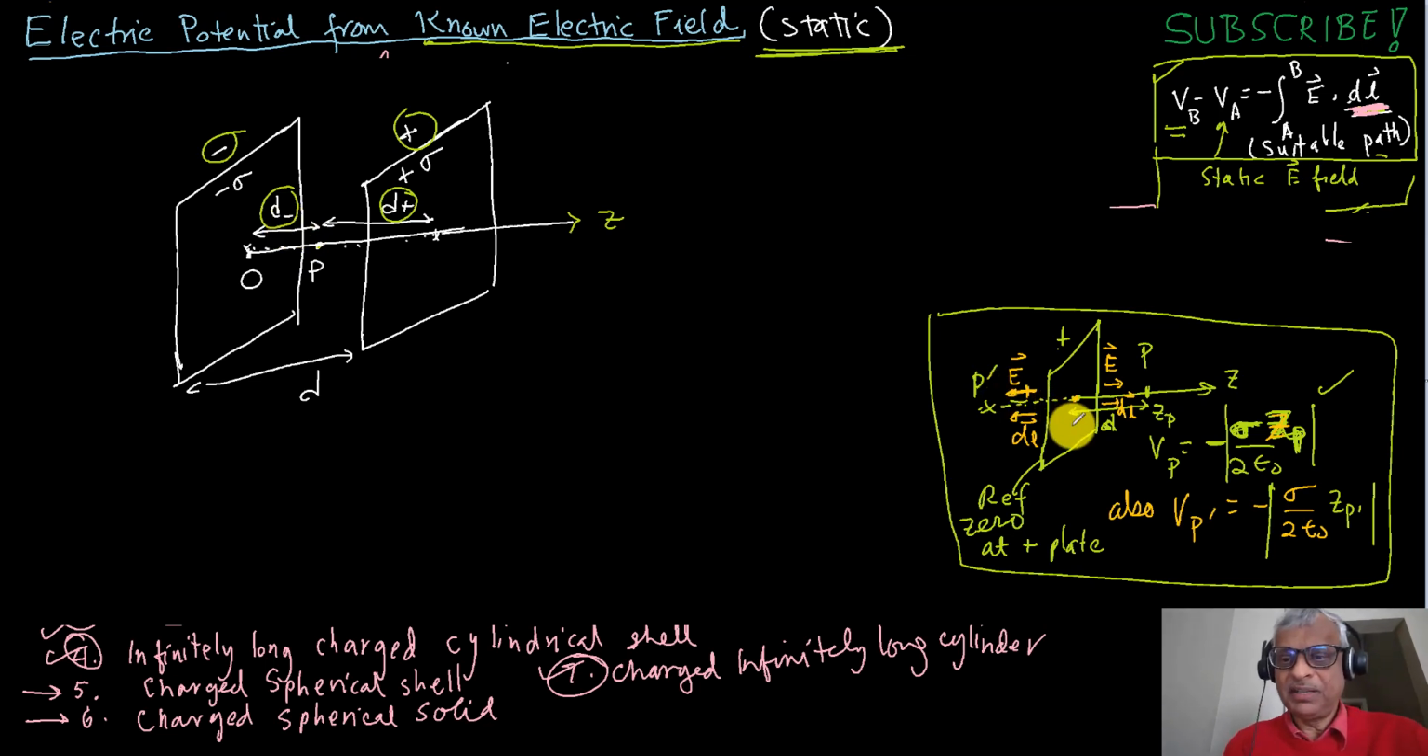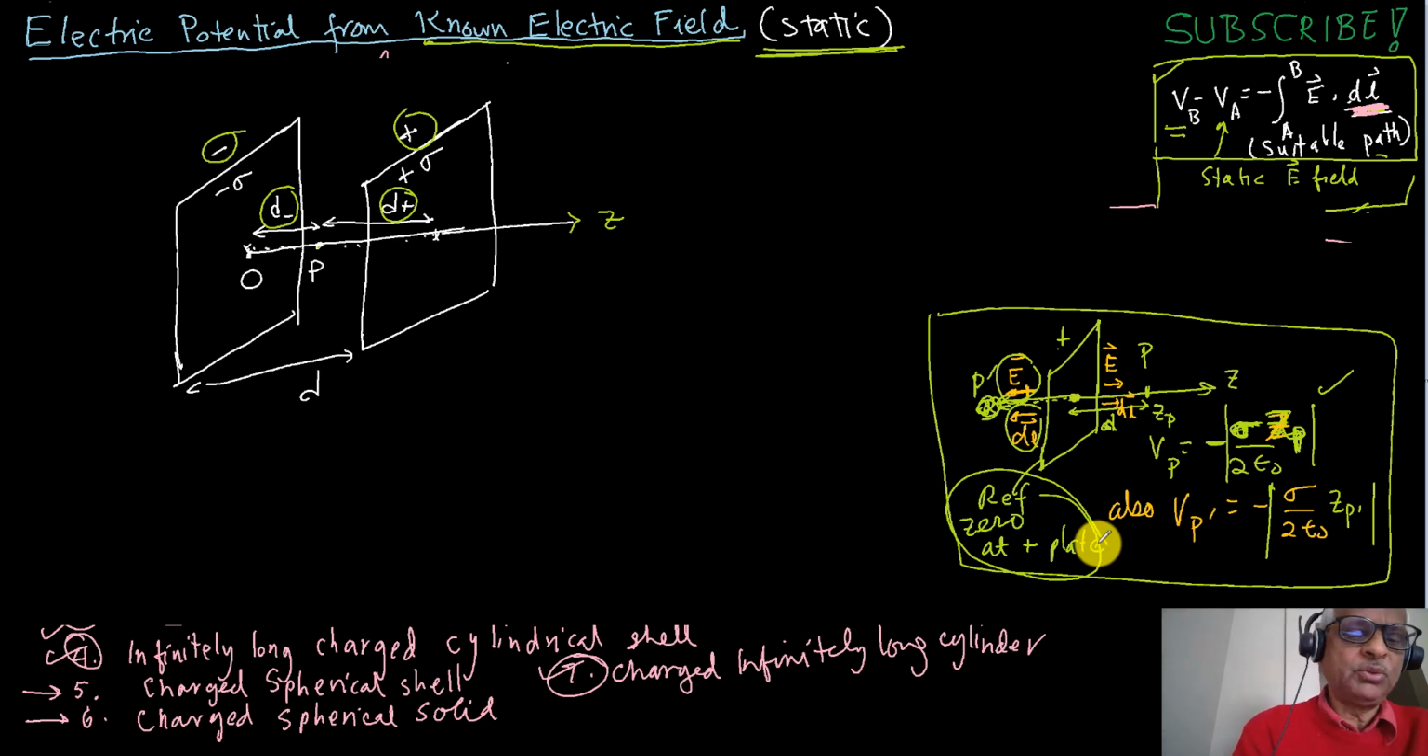I went ahead and, because this point P is on the left side, while we worked out the right side where the z-axis is going through the right side, there was no sign problem there. But if it's on the left side, the z coordinate for this will be negative. But you can see the E and dl are in the same direction. So going from here to there, it's going to be exactly the same integral, and it's going to be negative because we have put reference 0 at the positive plate.